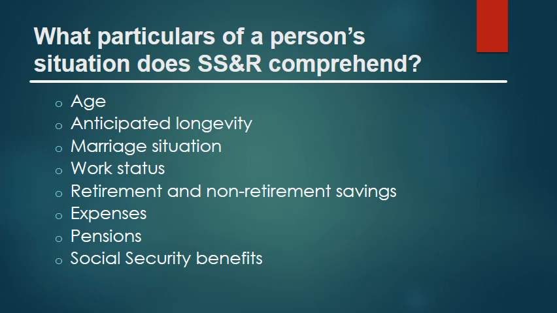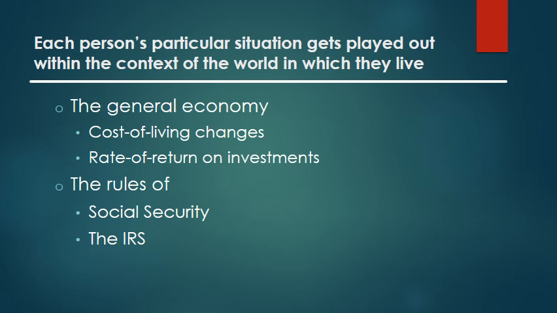In generating its financial projections, what particulars of a person's situation does SS&R comprehend? Those particulars consist of age, anticipated longevity, marriage situation, work status, retirement and non-retirement savings, expenses, pensions, and Social Security benefits. While such information is necessary if we are to project a person's financial situation into the future, it is not sufficient. Each person's particular situation gets played out within the context of the world in which they live.